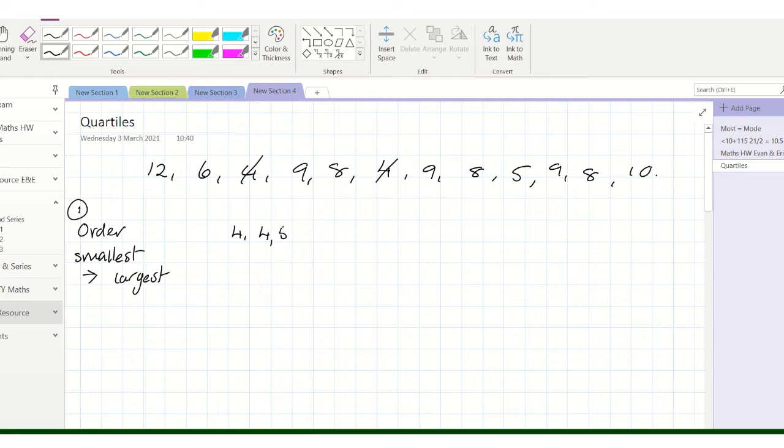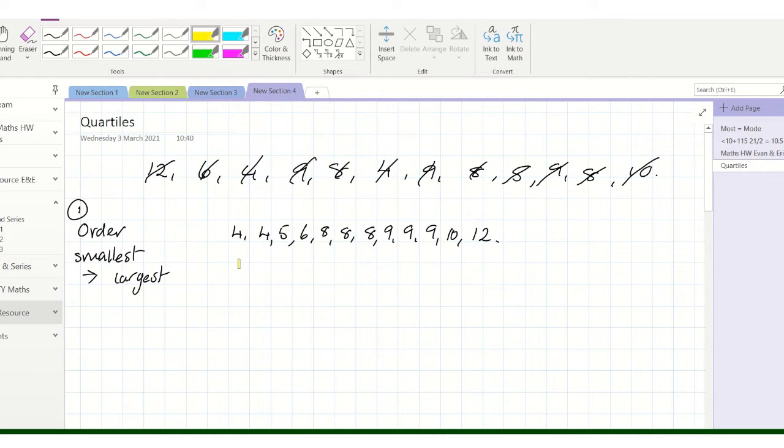Then we have 5, then we have 6, we have 8 3 times, then we have 9, 9 3 times. I would always cross off numbers as I go along, just to make sure I am not forgetting anything. Okay, so now we have put our data into a nice order.